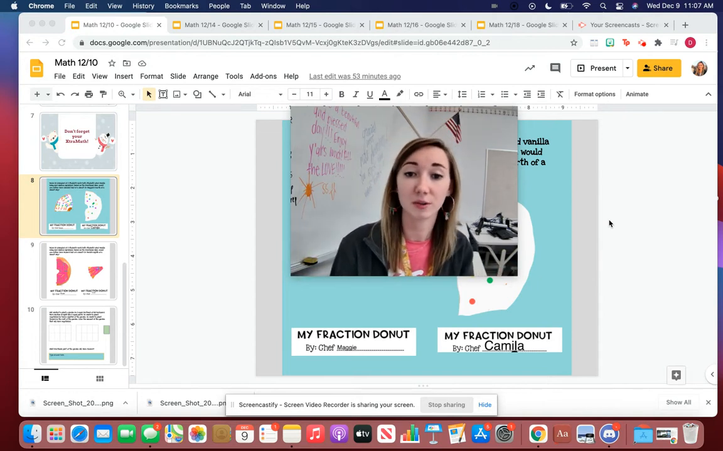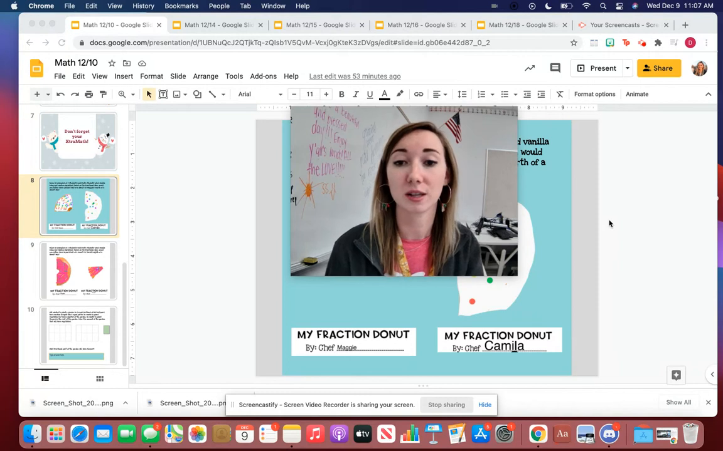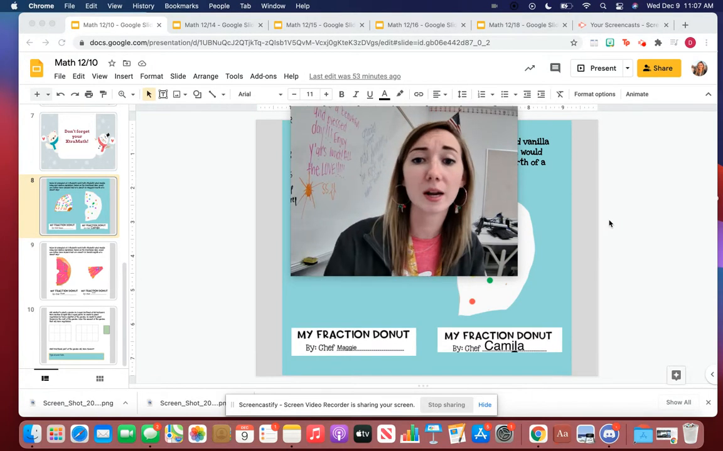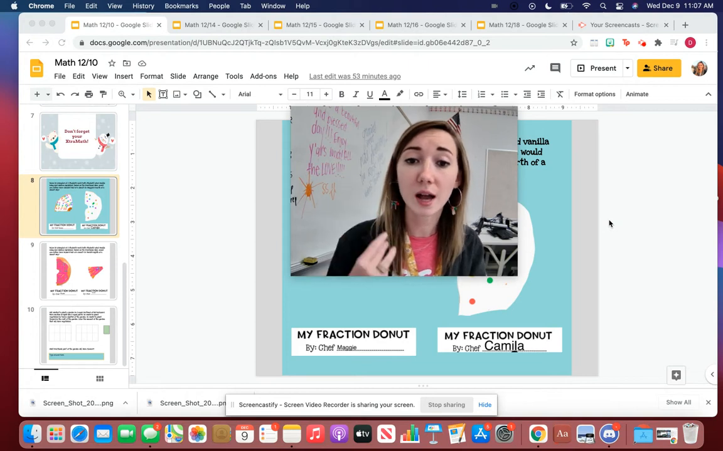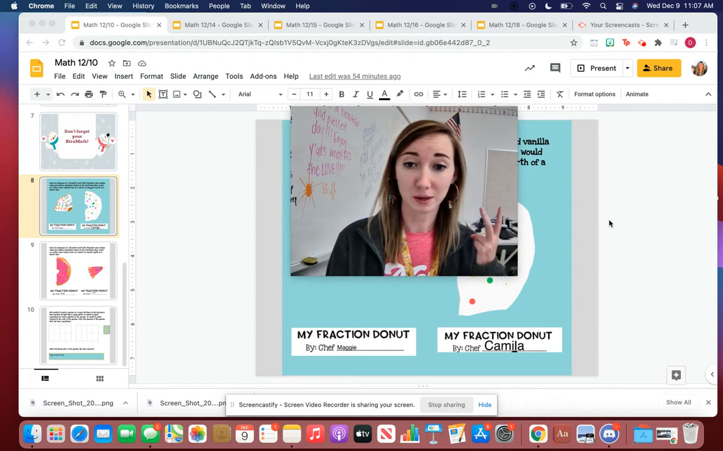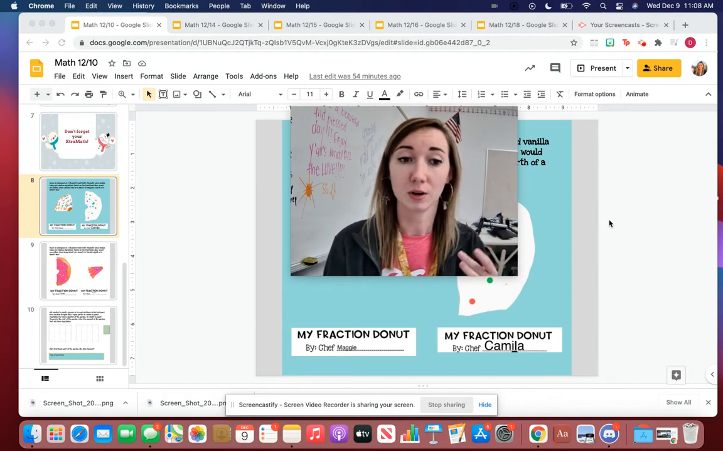The instructions for that activity were to make sure that you used one of three toppings. You could use strawberry, or chocolate, or vanilla icing. And then you could have three different types of sprinkles. You could have chocolate sprinkles, vanilla sprinkles, or rainbow sprinkles.